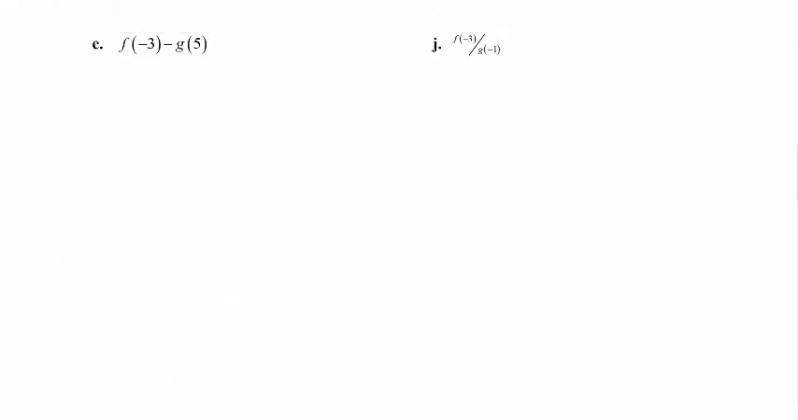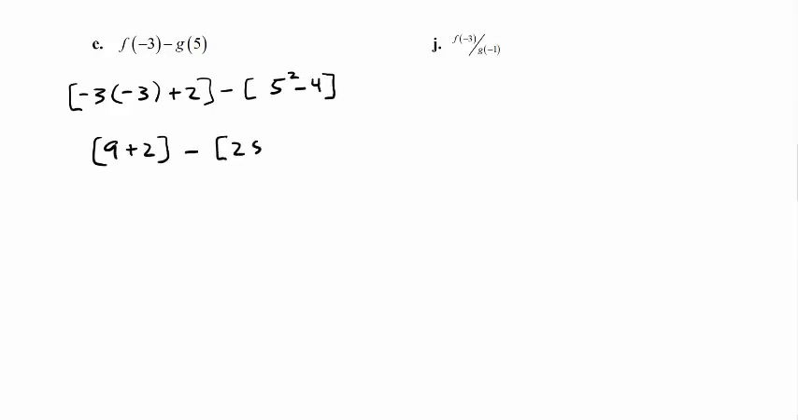With part E, we're taking f of negative 3. So the function f was negative 3 times our x plus 2. And from that, we're subtracting g of 5. And g was the function, take your x and square it, and subtract 4. So simplifying this, we have 9 plus 2 minus 25 minus 4. Here we have 11 minus 25 minus 4 gives me a 21, so we get negative 10. Now go ahead and do parts F, G, H, I, and J.